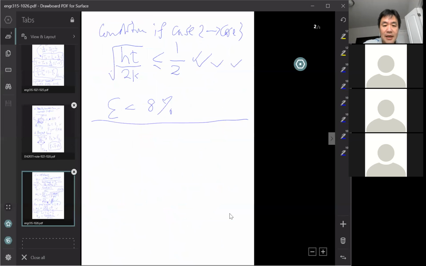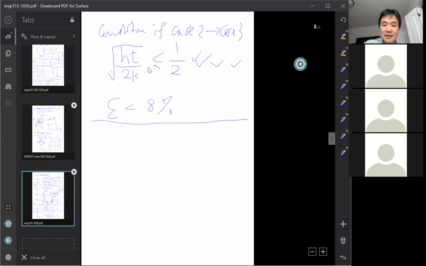With a condition of this, very important, listen carefully, this is the condition you want to check, not just for calculating efficiency, but also for calculating the total heat transfer loss, as well as the temperature. You can always use case 3 to replace case 2 if this condition is satisfied: the square root of HT divided by 2K. If it's less than 0.5, then it's safe to apply the case 3 equation for case 2 problems. Can you remember this? Very important. This is the check.